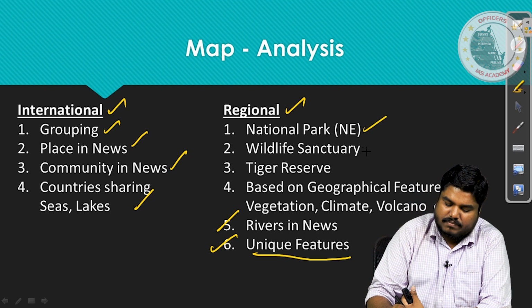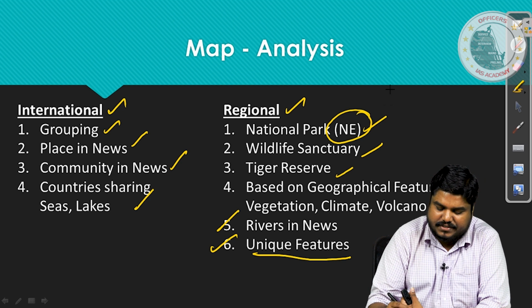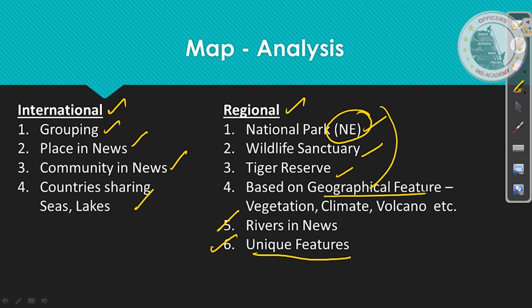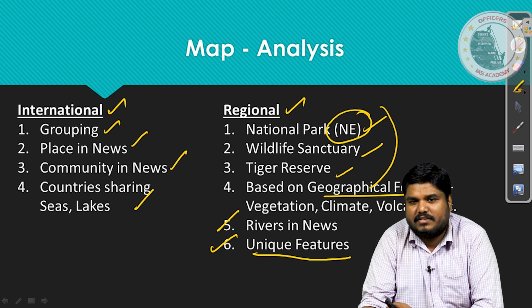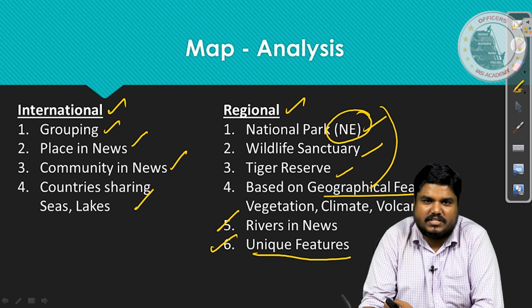Then National Parks, Wildlife Sanctuaries, Tiger Reserves, where we have to particularly focus on the northeast. How will these questions be asked? They will be based on geographical features. They will give you a national park, and in the options they will give some climatic conditions, vegetation kind or other geographical features, and ask you to match this particular national park with the climatic condition or vegetation it falls under.